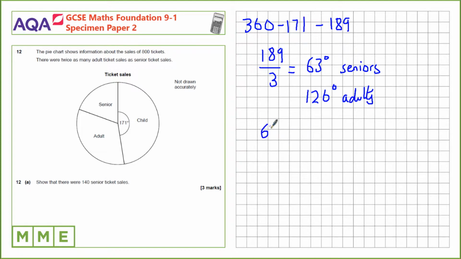Next, we take 63 degrees divided by the total number of degrees in the circle. That's the fraction of the total that seniors account for. And then we'll multiply by the number of tickets sold, 800, which gives us 140 senior ticket sales.